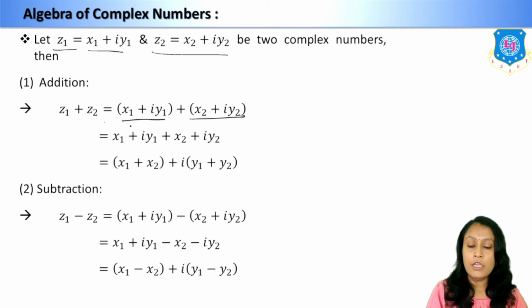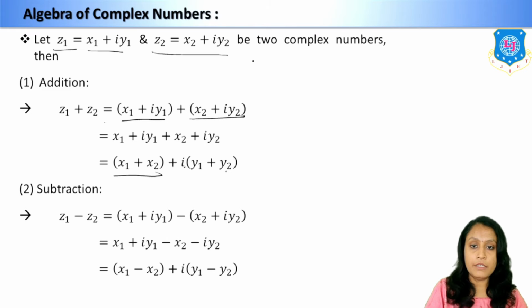Now what we are doing over here, consider this real part, so x1 and x2 and write down together, so the real part we will add, and take out i common, and add the imaginary part, that is y1 plus y2. So in short what we have to do, just add the real part and add the imaginary part.